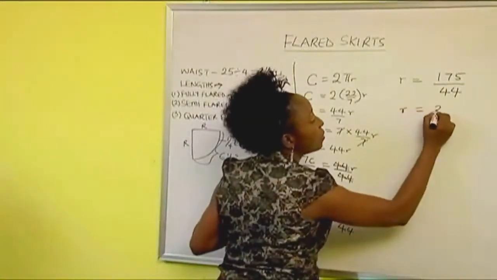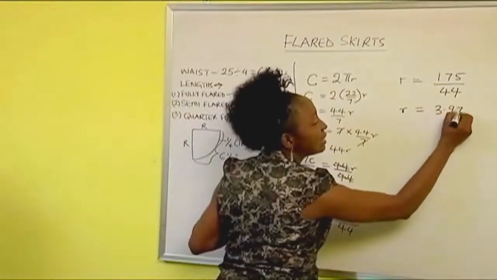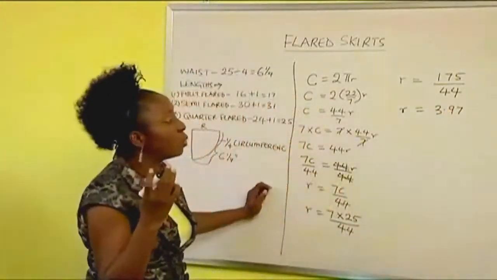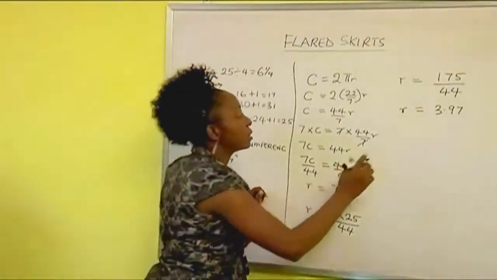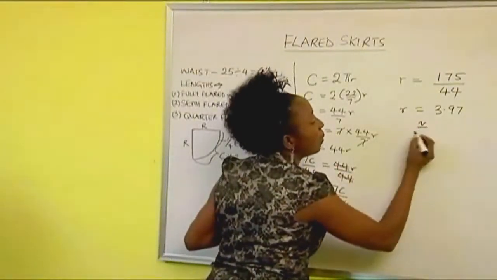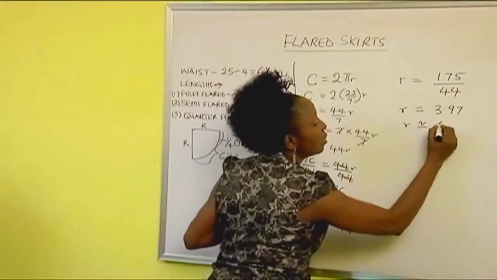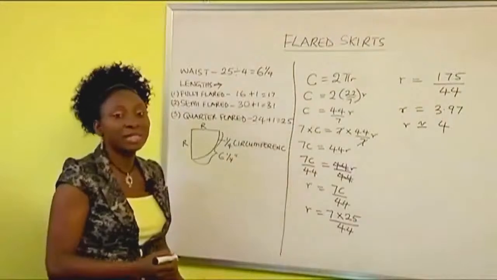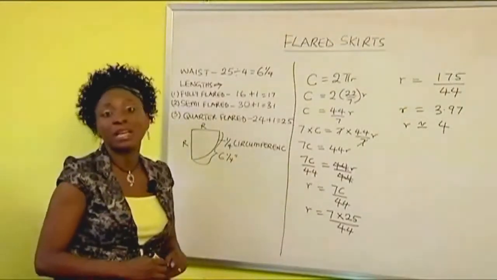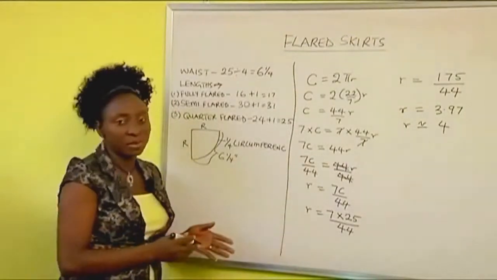And r will give us 3.97. You can see it's very, very close to 4. So I'm going to just approximate it to 4 inches. That will be approximated to 4. Now this is the mathematical method, and it's very accurate. So I would advise that we always use this.